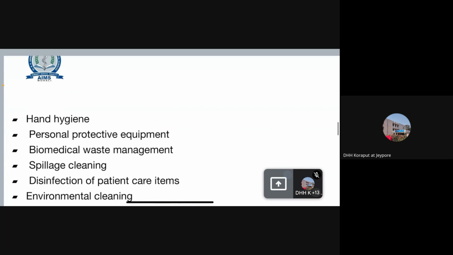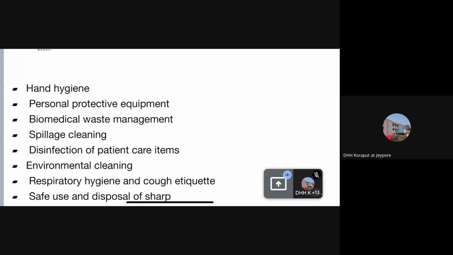So standard precaution is the one term, and under standard precautions, what are the components which are used? Hand hygiene is the most important, and there is evidence proof of the fact that hand hygiene can significantly reduce the number of HAIs, and by this simple practice, we can achieve our goal. Then number two is the personal protective equipment, then biomedical waste management, which you all are very well aware of. Then if there is any spillage in the lab, that should also be cleaned properly.